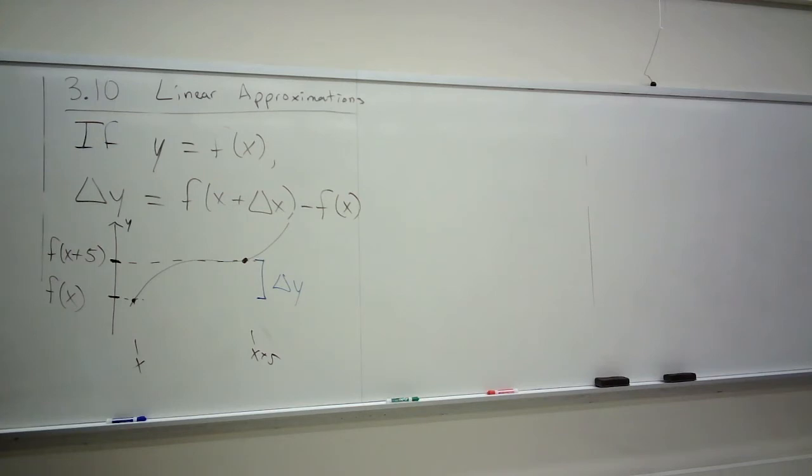So the dotted lines represent the heights of the function at the input x plus 5 and at the input x. Other questions?